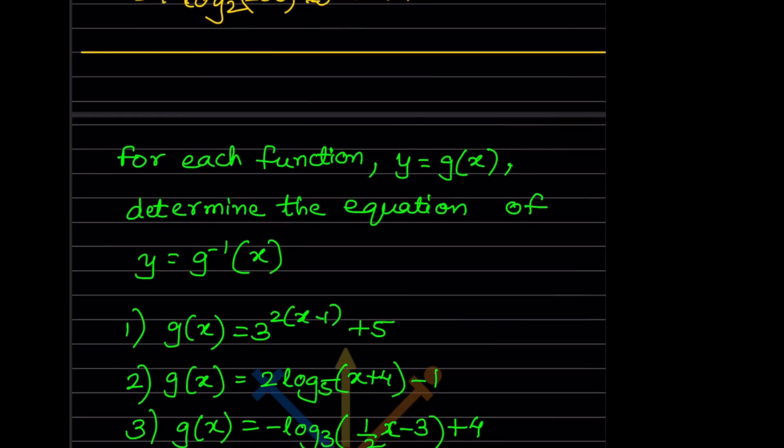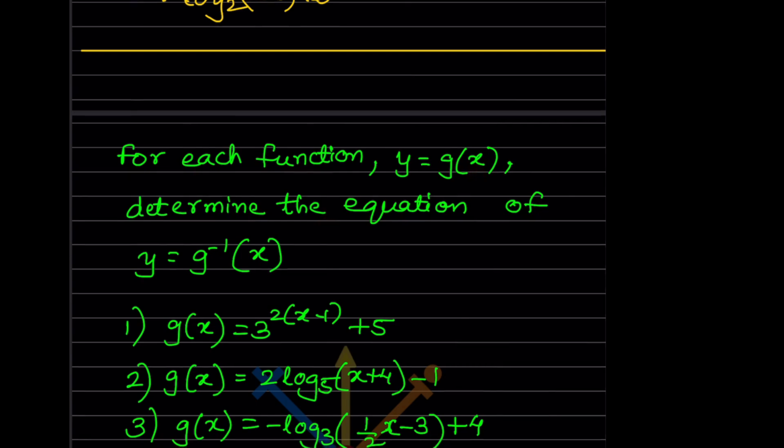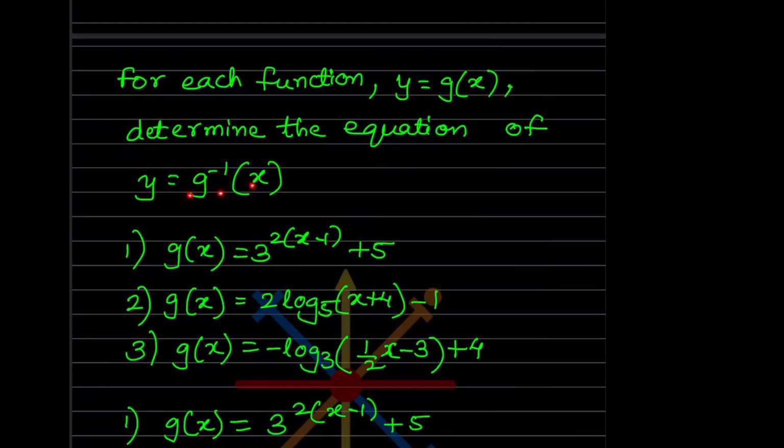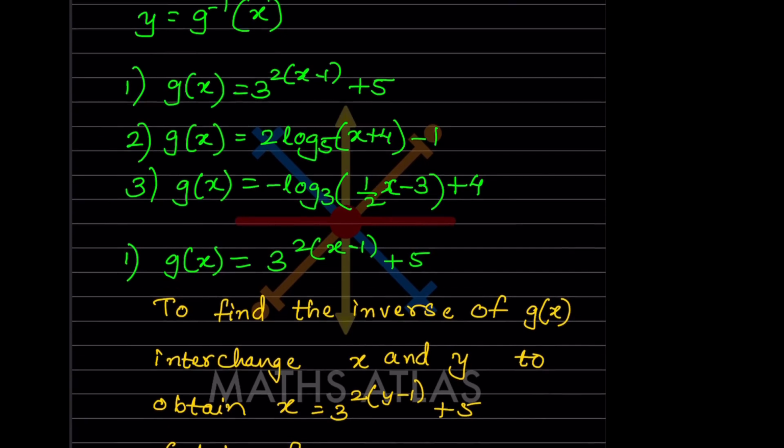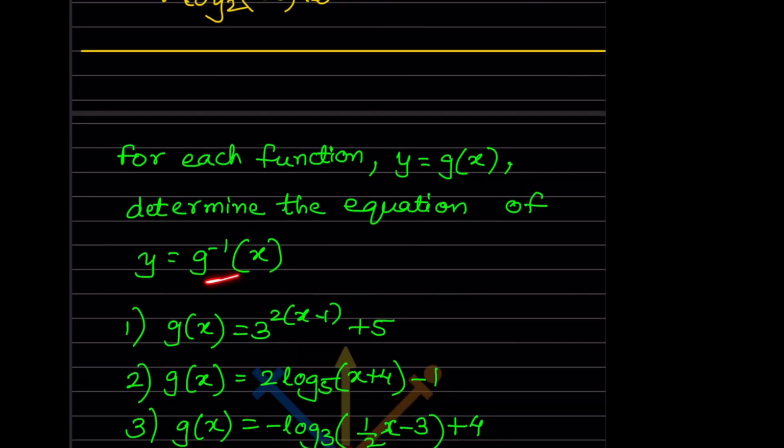For each function y is equal to g of x, you have to determine the equation of y is equal to g inverse of x. Here we are going to consider these three examples. The first is g of x is 3 raised to 2x minus 1, plus 5. Let us first see the first part. So g of x is 3 raised to 2x minus 1 plus 5. We have to determine y is g inverse of x.